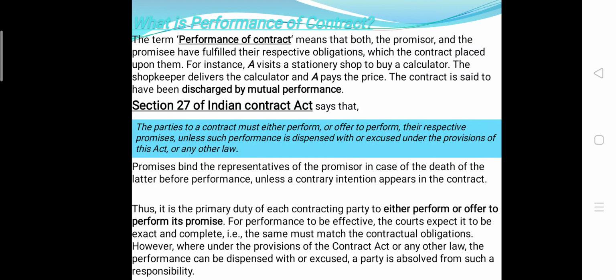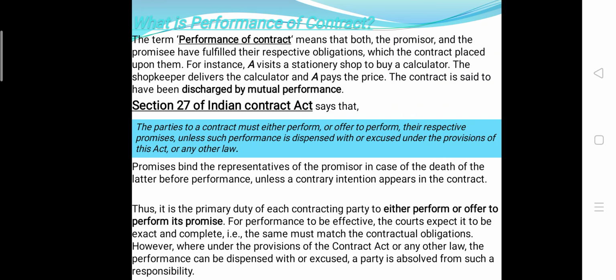Now we will go to what performance of contract actually means. The term performance of contract means that both the promisor and the promisee have fulfilled their respective obligations which the contract placed upon them. For example, A visits a stationery shop to buy a calculator. The shopkeeper delivers the calculator and A pays the price. The contract is said to have been discharged by mutual performance.